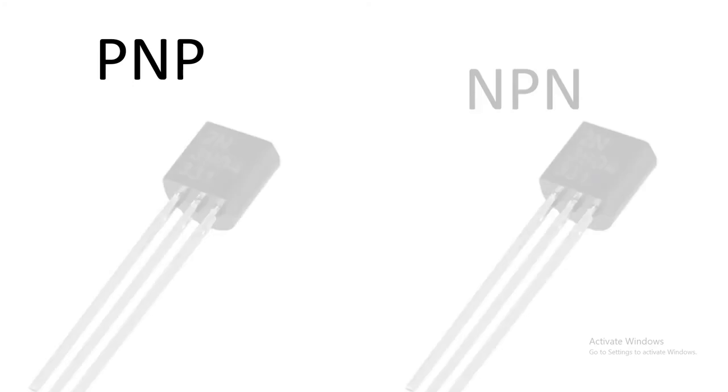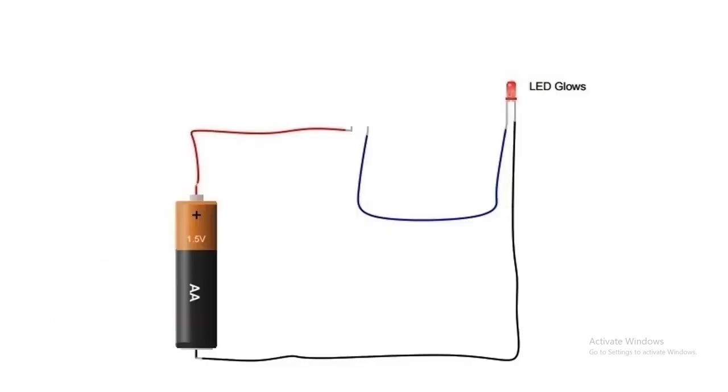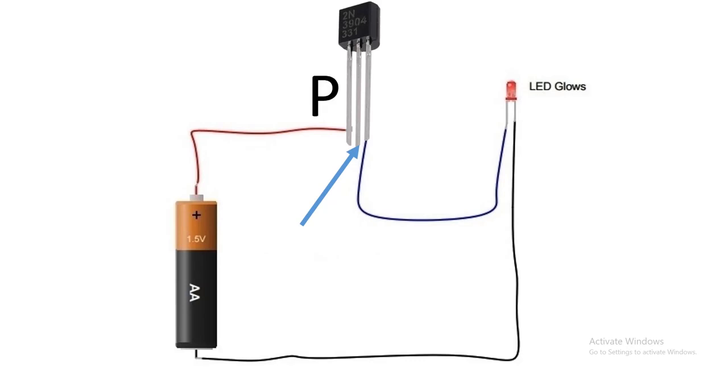There are mainly two types of transistor: PNP transistor and NPN transistor. So what is the difference between a PNP transistor and an NPN transistor? The difference is very simple. Here is the circuit of an LED, the cell or battery, and a transistor. When you give a negative current, for those transistors which need a negative current to pass the current through the LED, allowing the current from the positive of the cell to the LED, this transistor is called a PNP transistor.